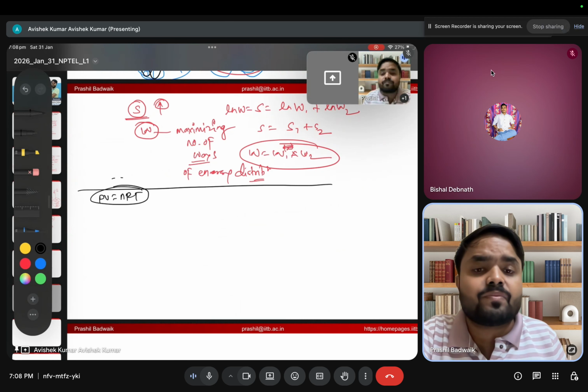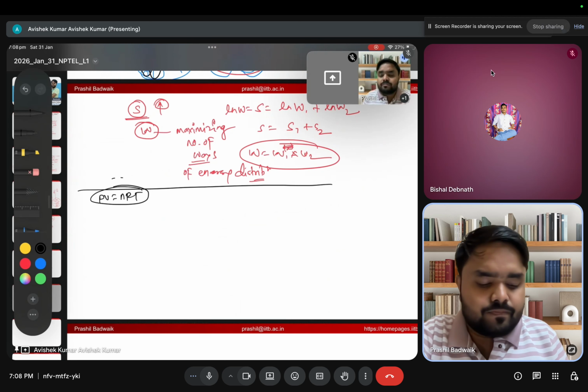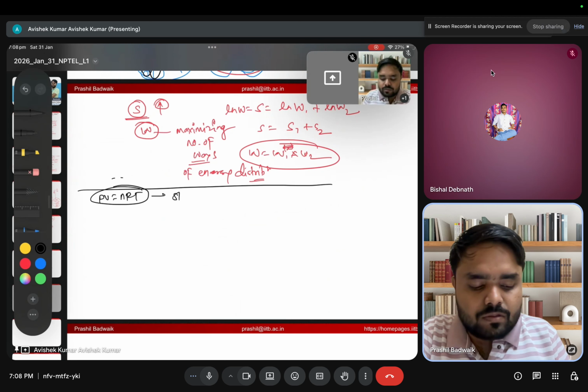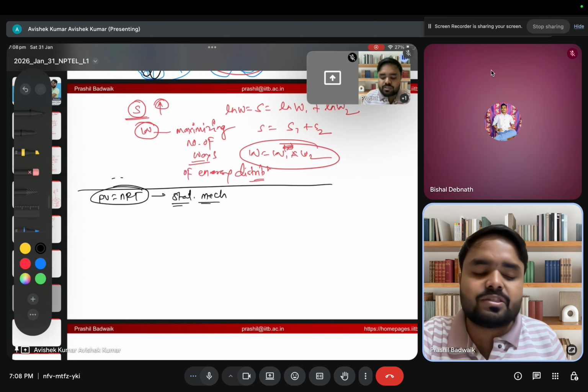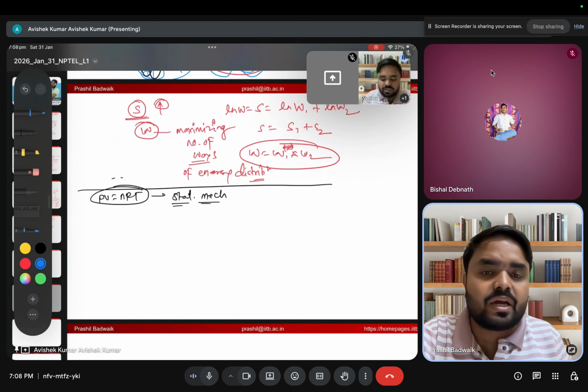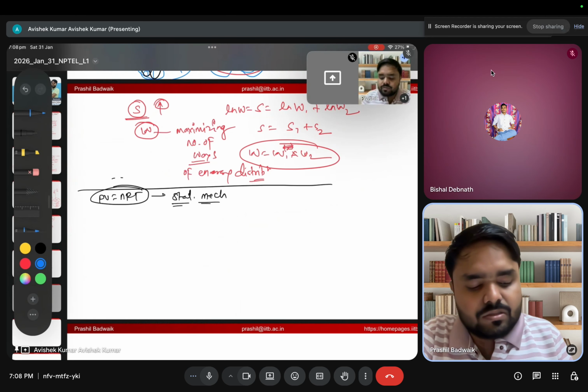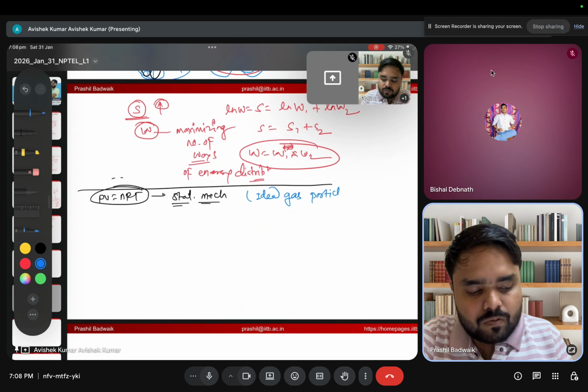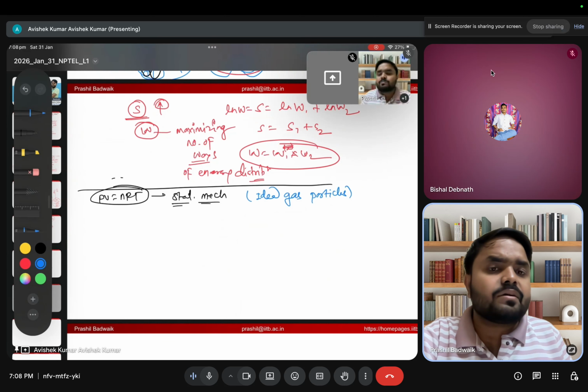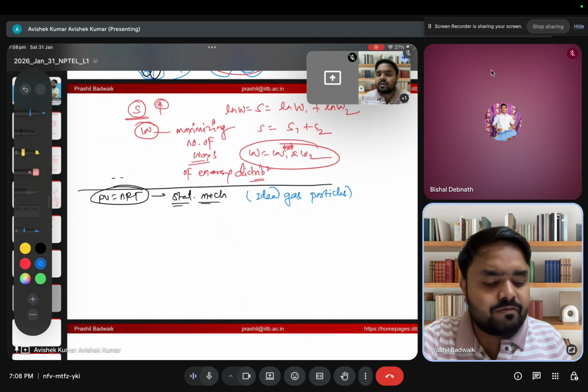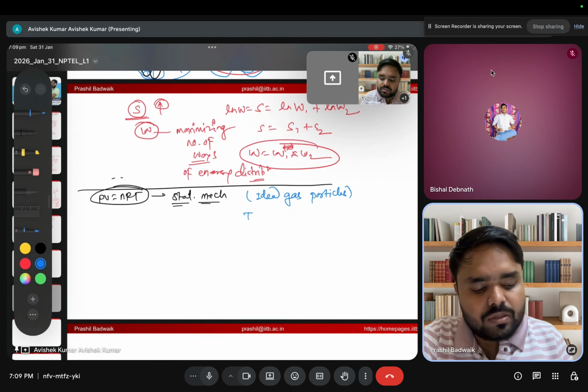It also came from the principle of StatMech. There are a number of ways to prove this equation, and one of the ways uses statistical mechanics, where we saw, okay, I have a system which is having ideal gas particles, right? They are not interacting with each other, so total energy is equal to potential energy plus kinetic energy.